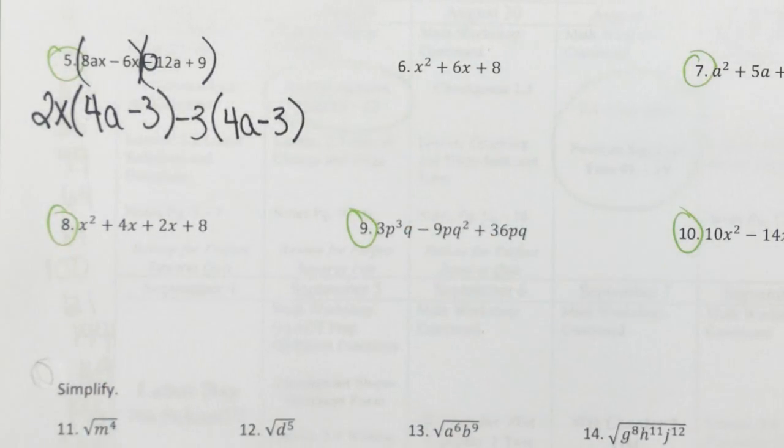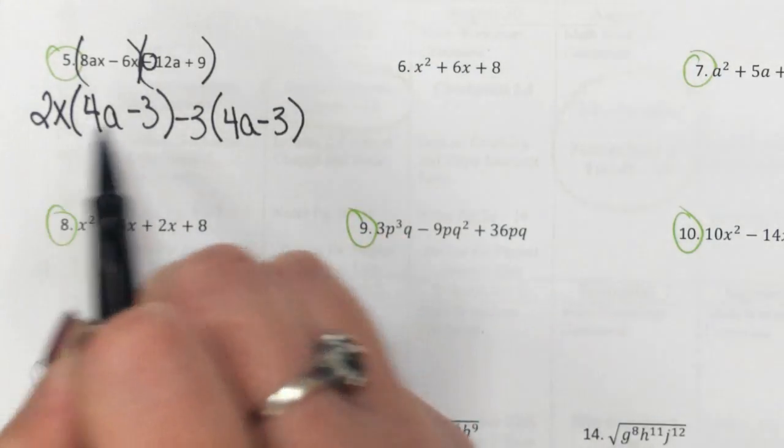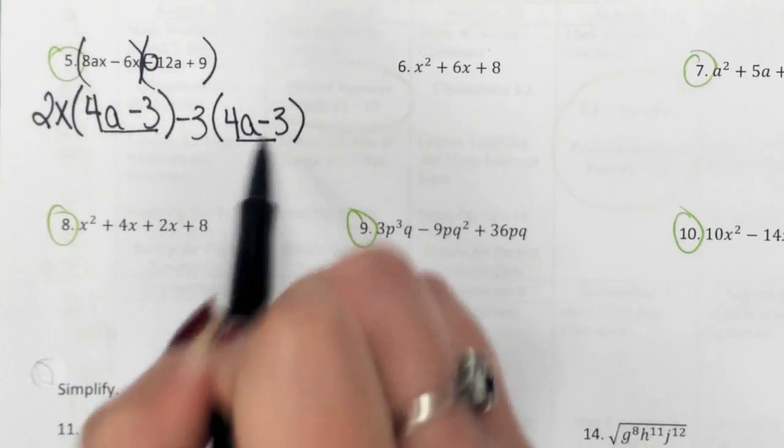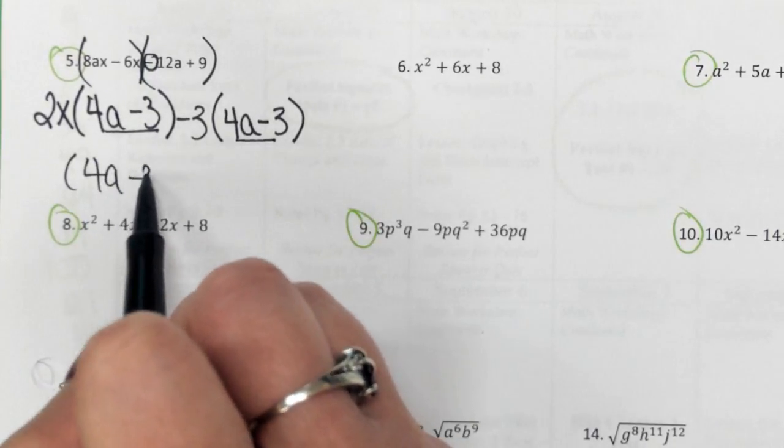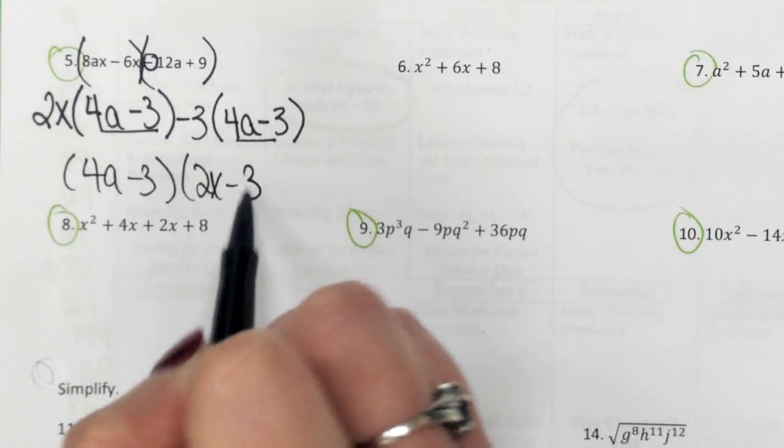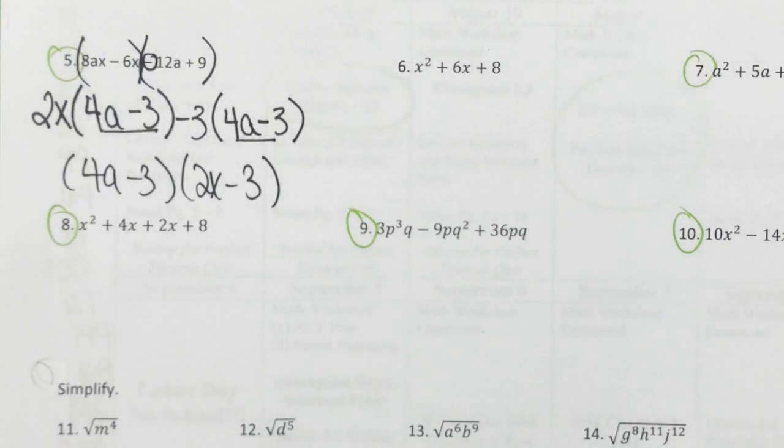Y'all okay? Everybody with me? Alright, and you know you did it right. Why? They are the same in the parentheses. So that is 4a minus 3 and 2x minus 3. Beautiful. We're going to skip number 6 for right now. It doesn't matter the order of the parentheses, but it does matter the order that's inside the parentheses. Yeah, but you can have 2x minus 3 in the front if you wanted to.